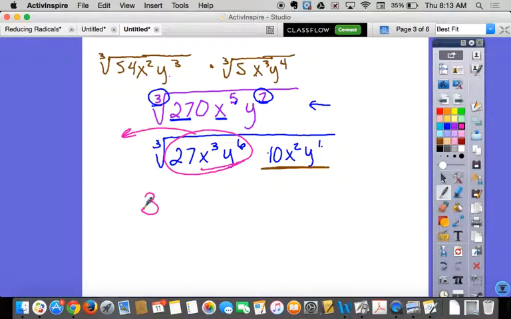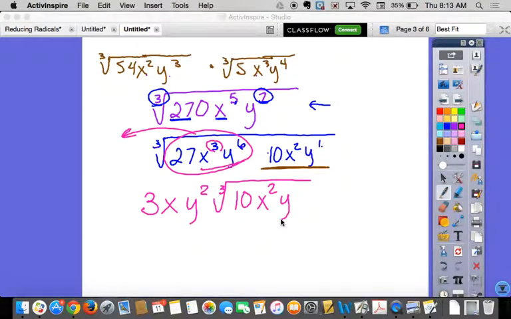Then we're going to divide our powers. That's going to be x to the first, and then we're going to have y to the second. And don't forget your little cube now. Oh yeah, y to the first. There we go. Good deal. And that's as good as that gets.